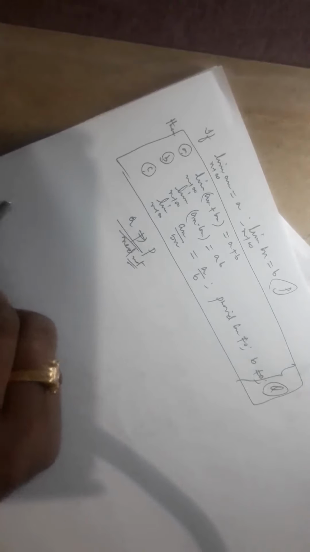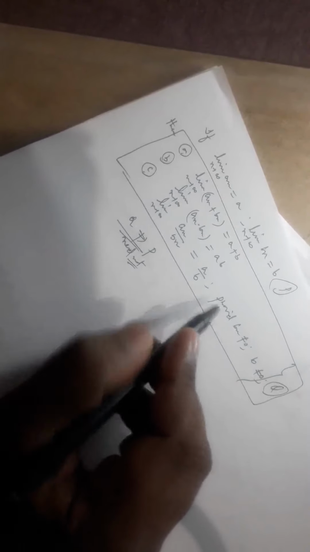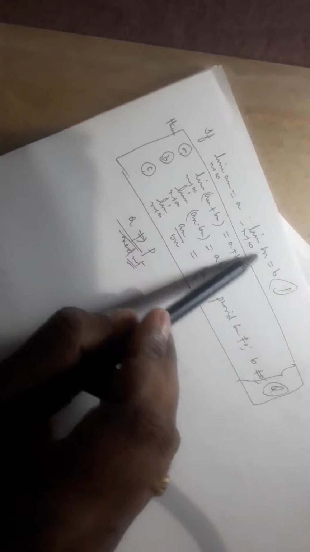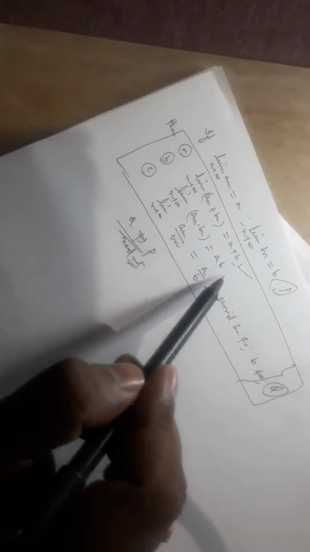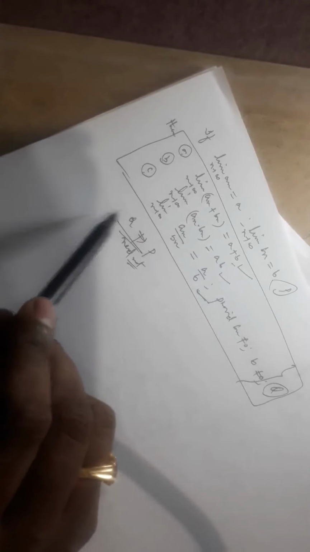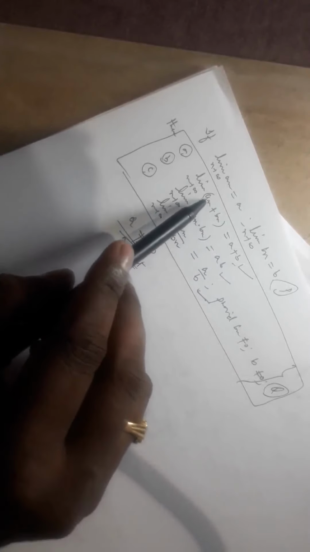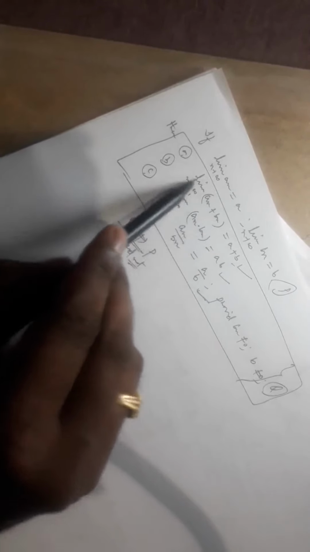Why? I'll try to give an example. See, if an is converging to A and bn is converging to B, this will agree always, and this will agree and this will agree. But the converse, that is, if this is convergent, can we say individually it is convergent?